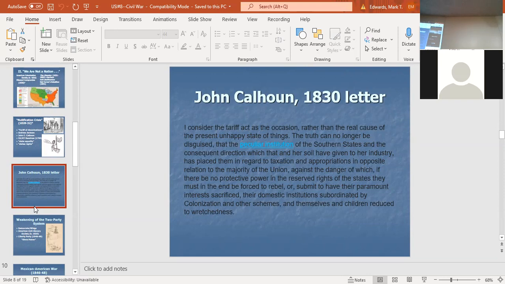This is ultimately an issue of, will the South, for the foreseeable future, be able to determine its own fate, determine its future? By the way, the peculiar institution that he mentions there is slavery. So Calhoun recognizes what's at stake. The tax issue is the one that triggered this kind of reckoning.